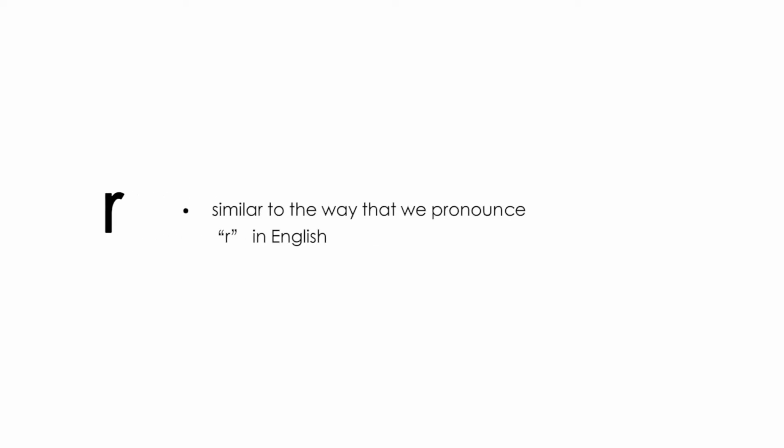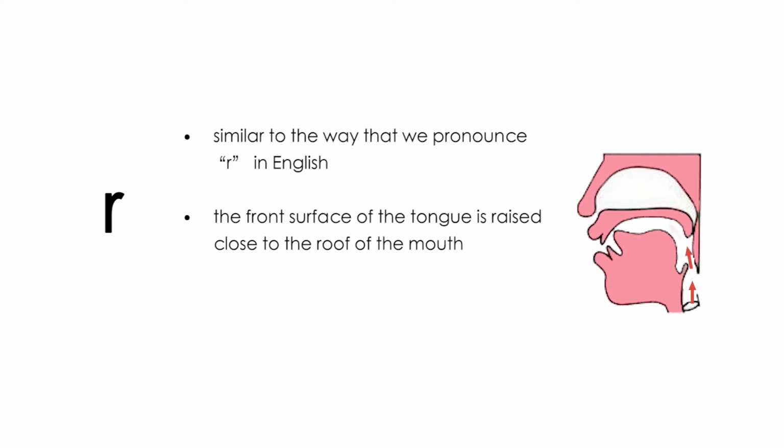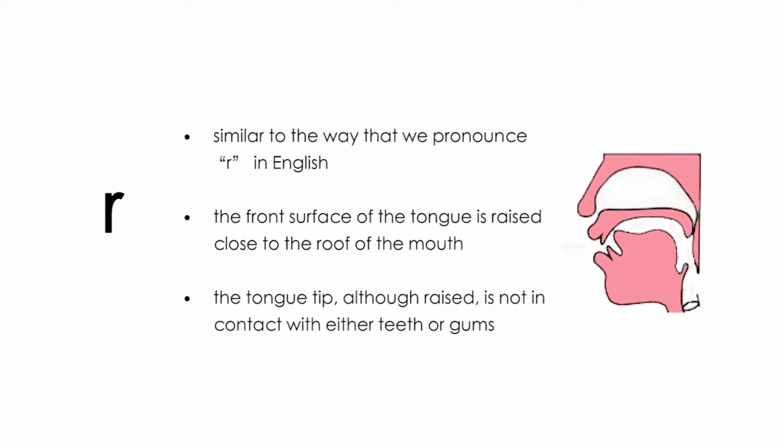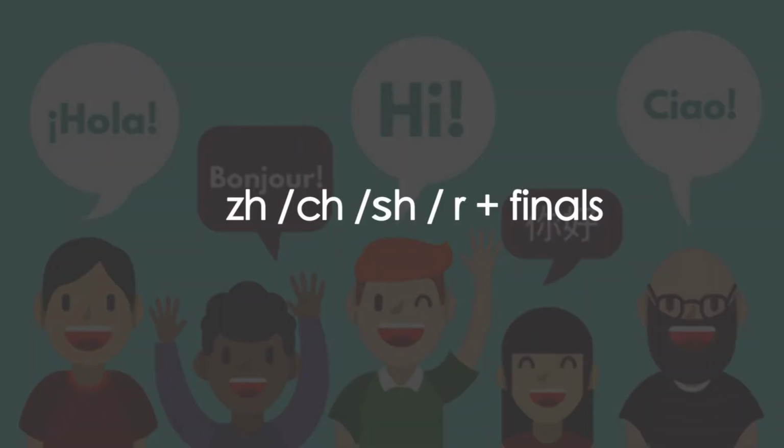The last initial that we're going to be looking at today is r. When pronouncing this initial, it is very similar to the way that we pronounce R in English, except the tip of the tongue should be curled up and almost touching the hard palate at the roof of your mouth. R. Let's take the initials that we've learned so far today and now combine them with final sounds.